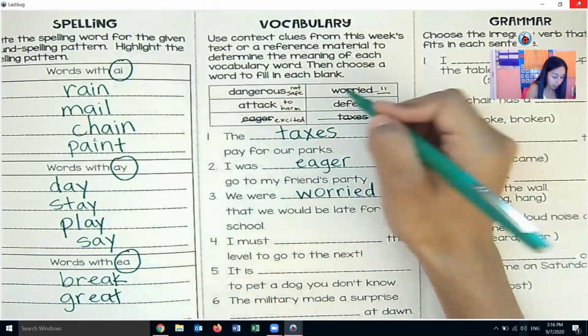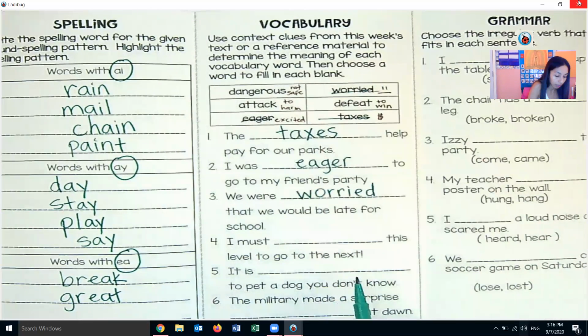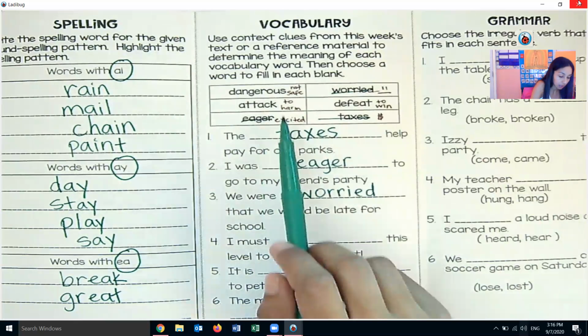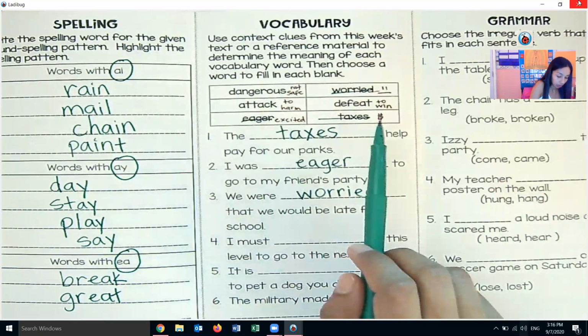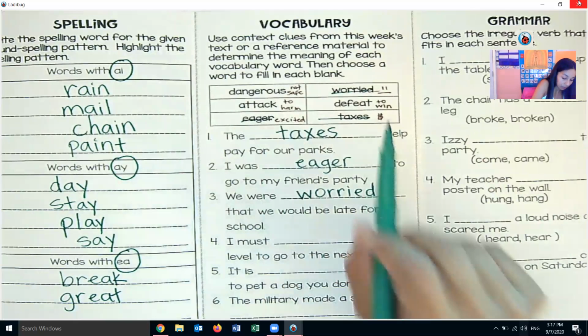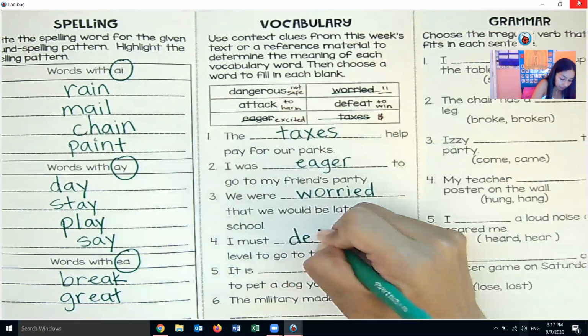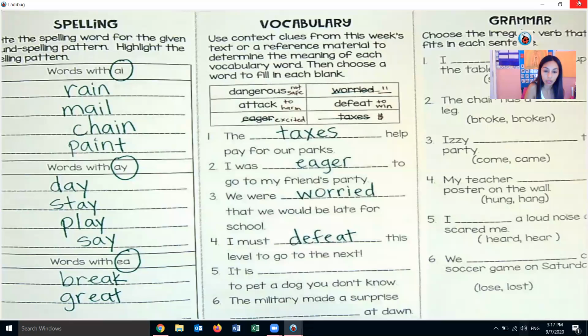"I must ___ this level to go to the next." I must dangerous. I must attack. I must defeat. I think probably defeat there, right? I must defeat this level to go to the next.